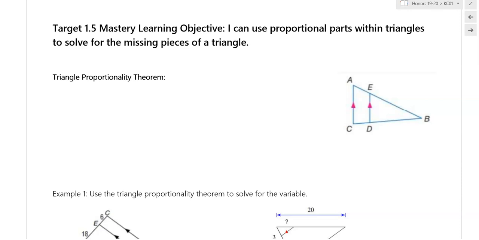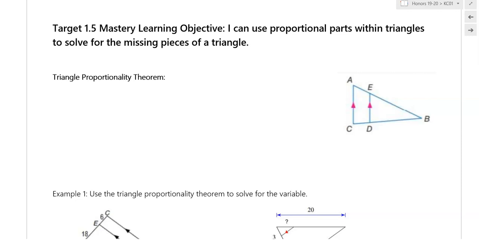We are now looking at target 1.5. Our master learning objective is I can use proportional parts within triangles to solve for the missing pieces of the triangle. Okay. So we're going to look at two theorems. The first is the triangle proportionality theorem.